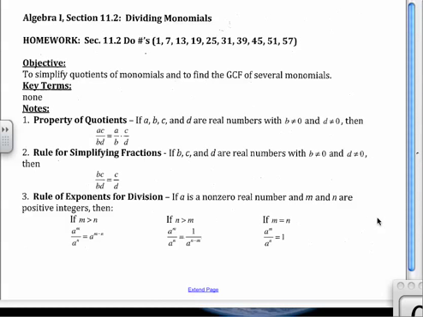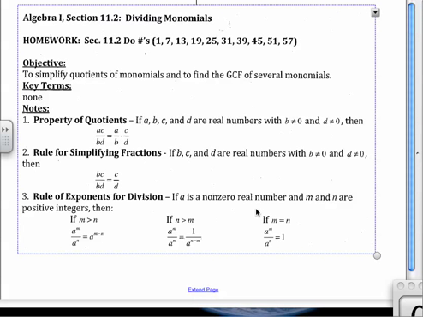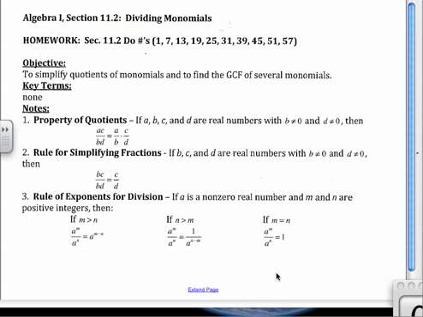Okay, guys, this says dividing monomials. You guys have been doing this already, and you're familiar with it. I just want us to review this stuff so that when we start dividing polynomials, we're using these same rules to help us out. Okay? And I'm just going to talk through this stuff kind of quickly.